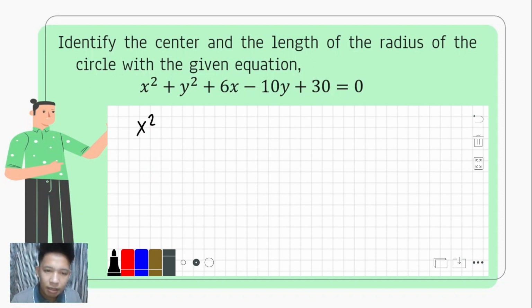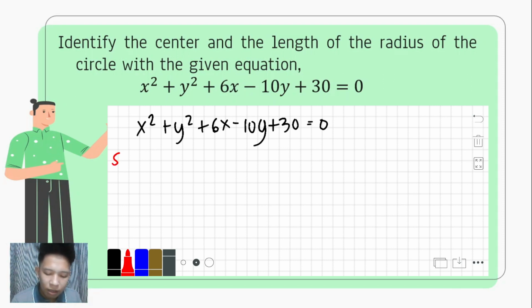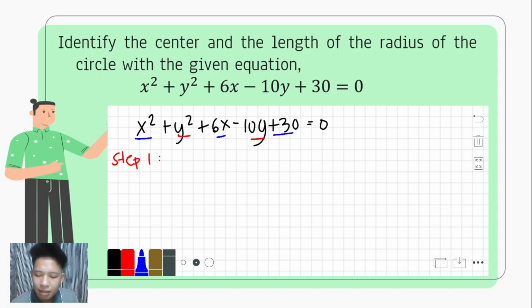That is x squared plus y squared plus 6x minus 10y plus 30 equals 0. Okay, so our step 1 in reversing the process is for us to group the x and the y terms, and we put the constant to the other side of the equation. So pagsasamahin natin lahat ng may x at pagsasamahin natin lahat ng may y, at yung ating constant would be transposed to the other side of the equation.